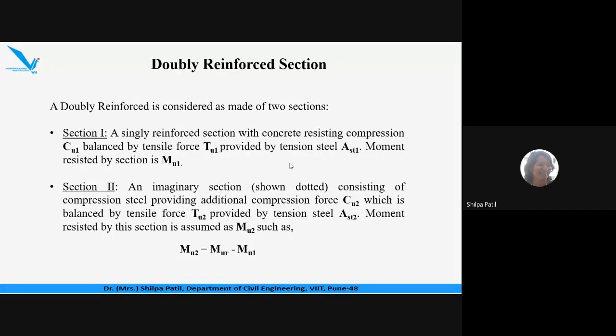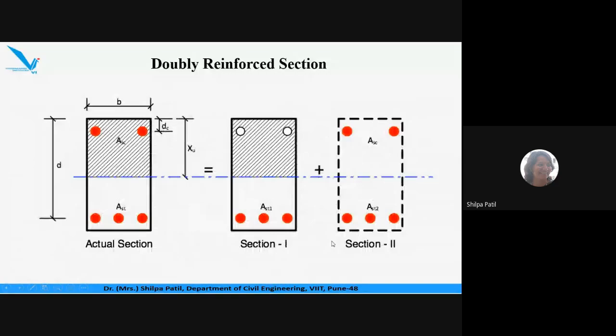The second section is assumed as an imaginary section which consists of compression steel providing additional compression force Cu2, which is balanced by tensile force Tu2 provided by tension steel AST2. The moment resisted by this section is assumed as Mu2, and the total moment is Mur, which is the addition of Mu1 and Mu2. But initially we don't know what Mur is, so Mu1 is calculated first and then Mu2 is calculated by using this formula. Now whatever the explanation is written here, it will be best understood by this diagram.